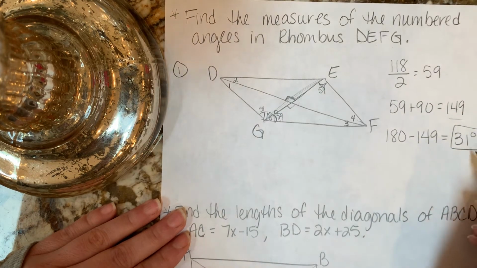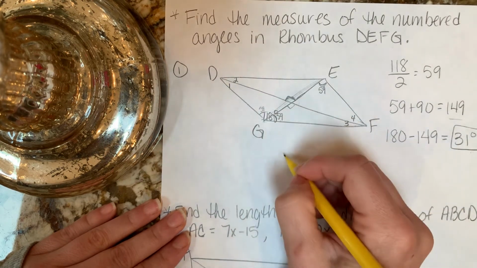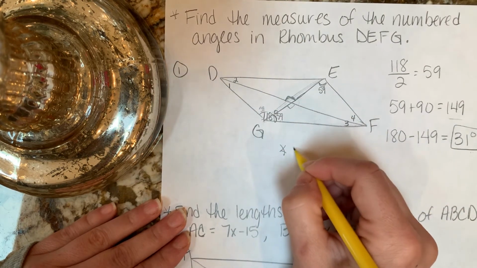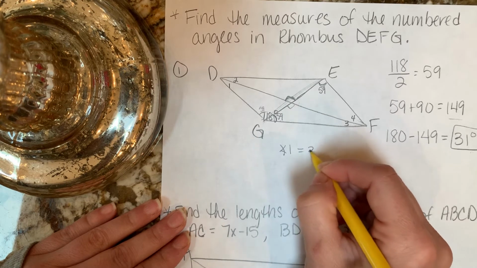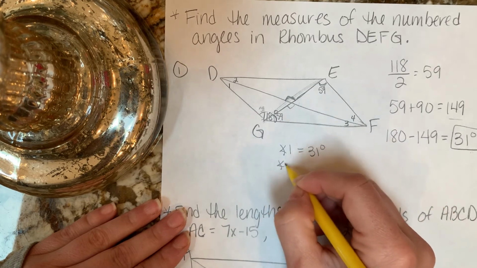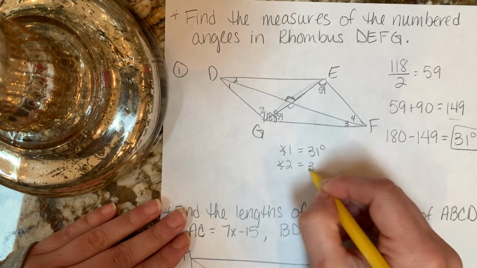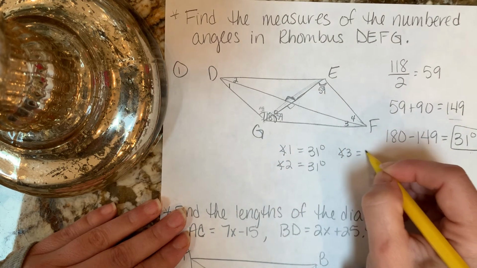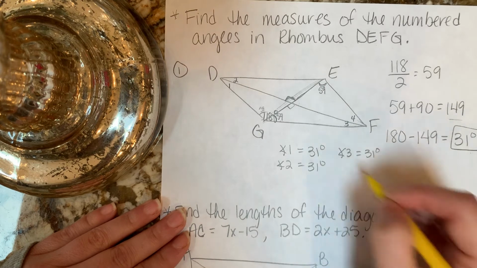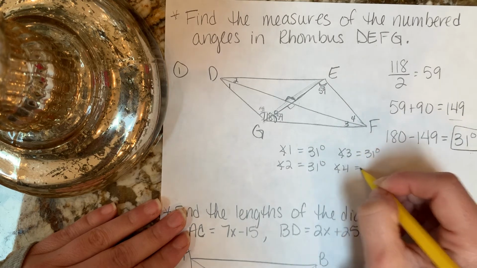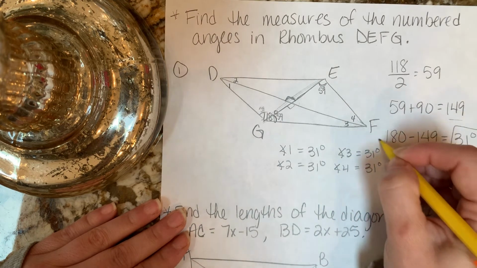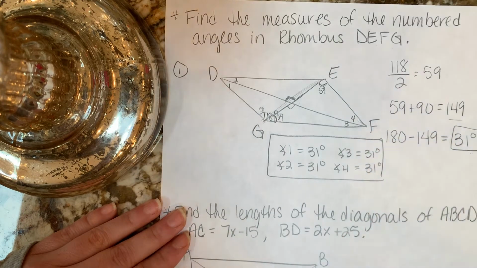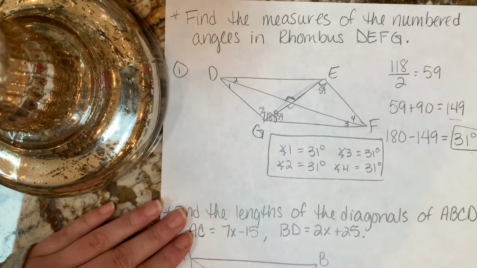So what does that mean? That means angle 1 equals 31 degrees. Angle 2 is also 31 degrees. Angle 3 is equal to 31 degrees. And angle 4 is 31 degrees. And that's your final answer for that example.